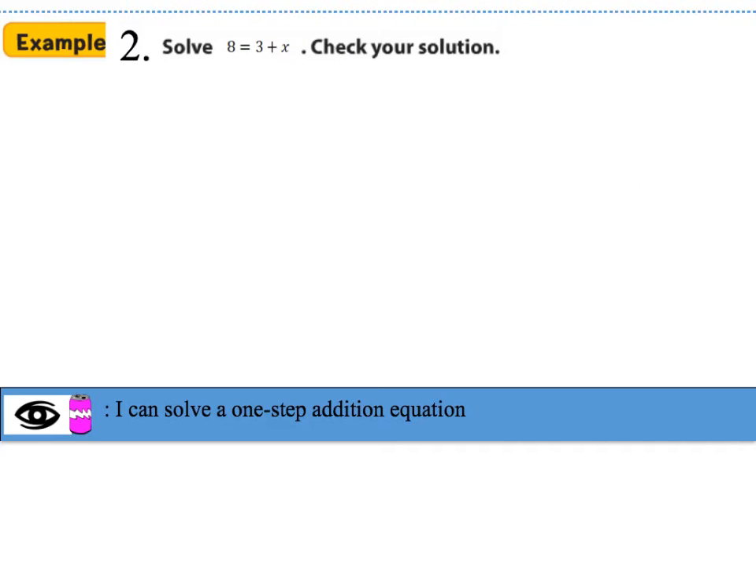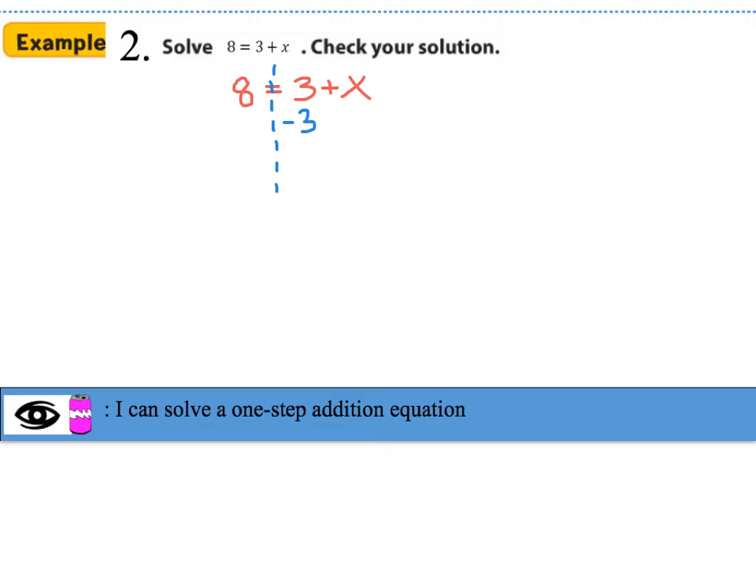For example 2, it says solve 8 equals 3 plus x, and then we can check our solution. So let's go ahead and draw our fulcrum down the center of our equal sign. In this case, I'm going to start on the side that has the variable. The variable is on the right-hand side of my equation. In order to isolate x, I need to get rid of that constant of positive 3. So in order to get rid of positive 3, we have to do the opposite of addition, or positive, and subtract. So I'm going to minus 3 here.